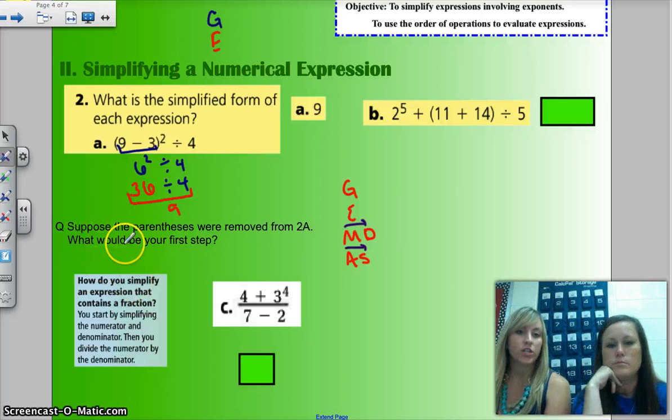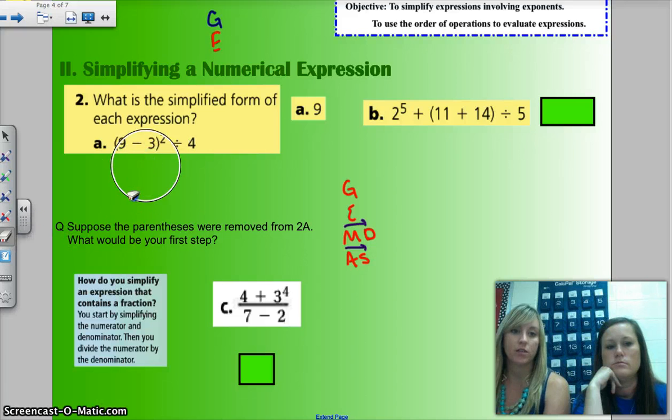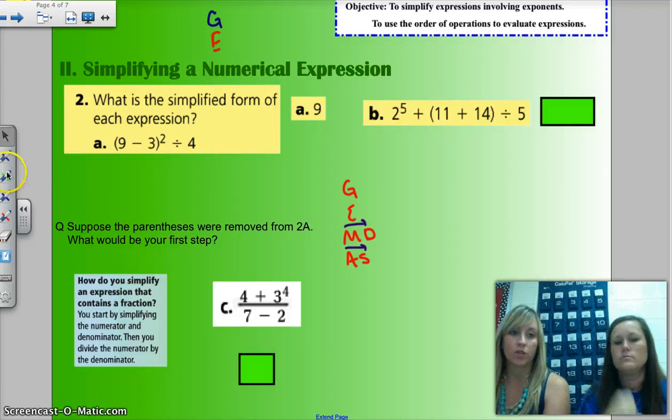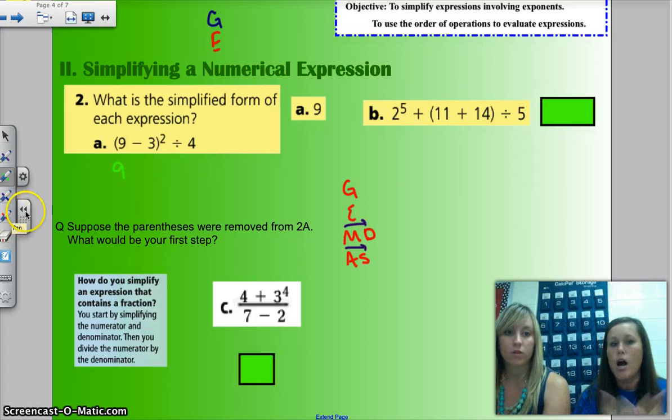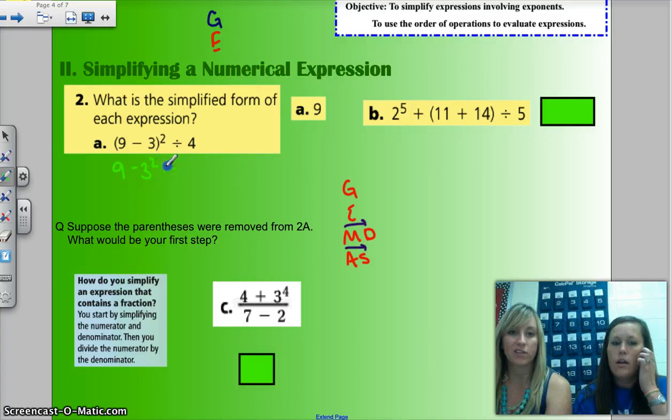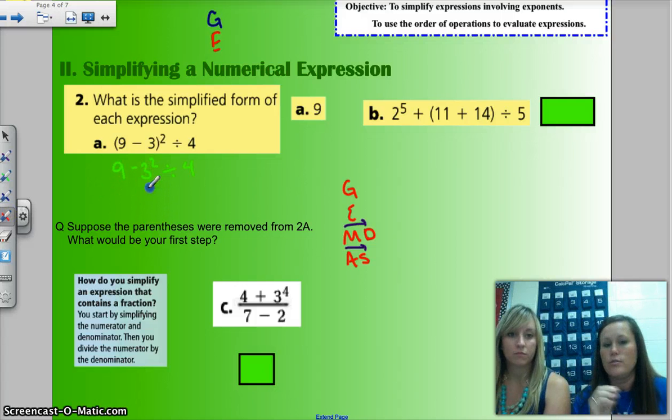Okay, one question. Suppose the parentheses weren't there. So let's just magically erase this. And what if the parentheses weren't there? Would you still solve it the same way? Well, if the parentheses go away, then I don't have any parentheses, so I automatically move on to exponents. I would have to do 3 squared.